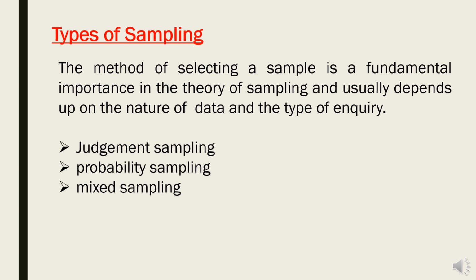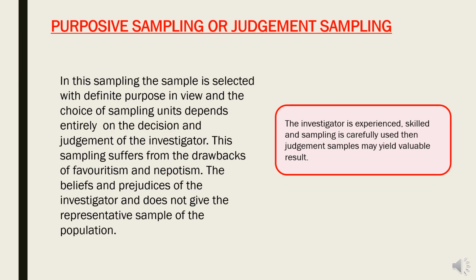Types of sampling. The method of selecting a sample is of fundamental importance in the theory of sampling and usually depends upon the nature of data and the type of inquiry. The procedure of selecting a sample may be broadly classified as judgment or purposive sampling, probability sampling, and mixed sampling. Purposive sampling or judgmental sampling.